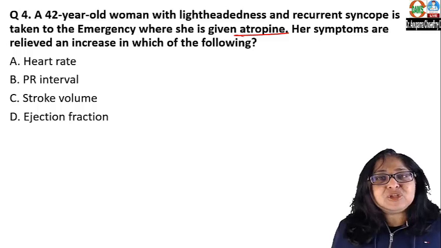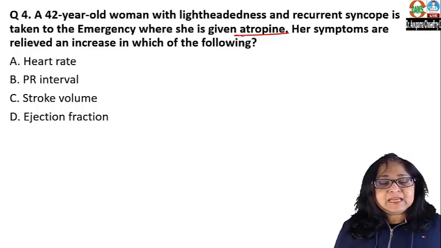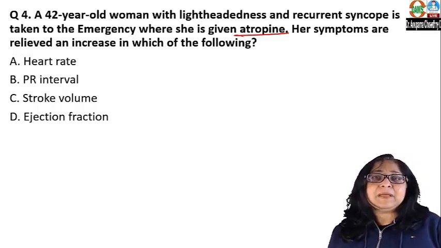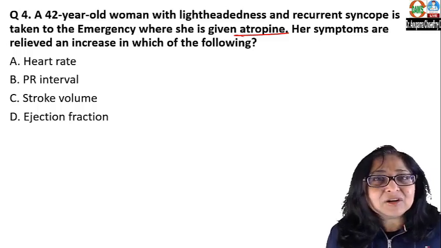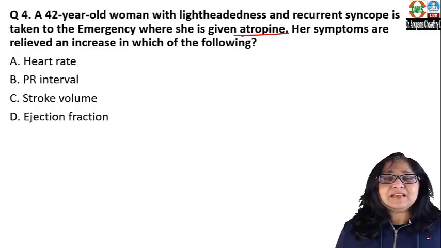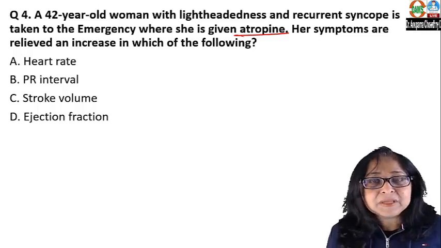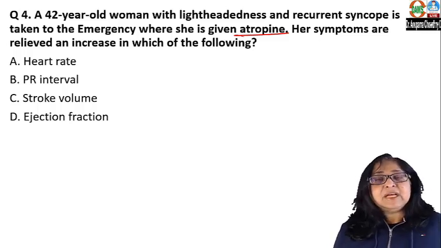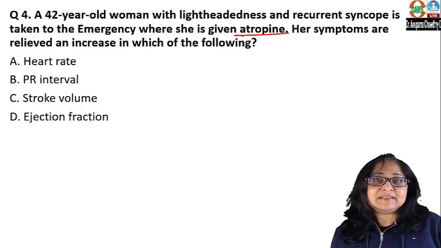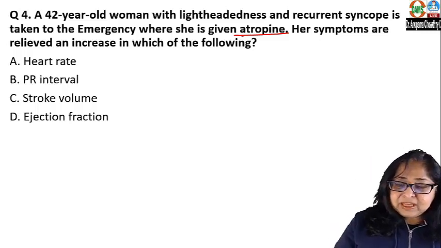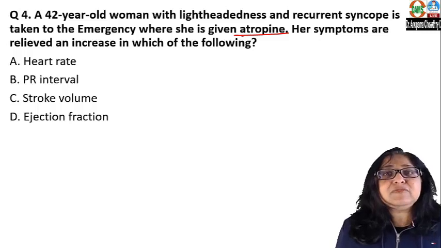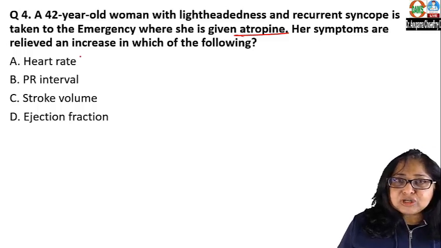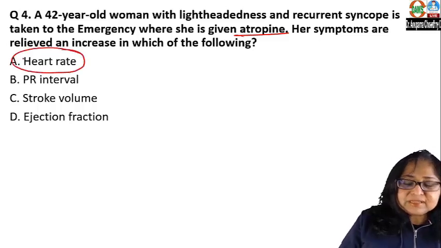Since she's been given atropine, that probably means it is increased parasympathetic discharge, or maybe she has taken some sort of acetylcholine agonist, such as muscarine. Muscarine is present in certain types of mushrooms. So acetylcholine agonists, such as muscarine, probably have given rise to a decrease in heart rate and lightheadedness and syncope. When we give atropine, her symptoms are relieved by an increase in which of the following? The moment you give atropine, it blocks the action of acetylcholine and thereby increases the heart rate.